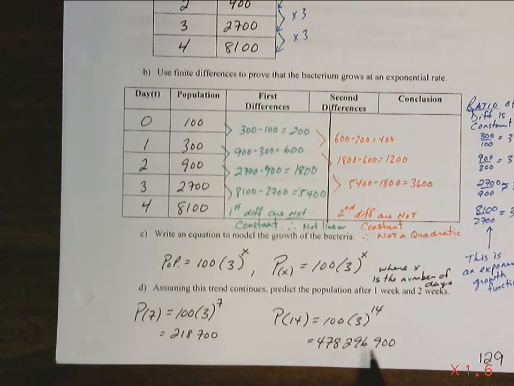So look at the jump here. In just 7 more days, we've got this many more bacterium compared to that many more. And how did we get it? By tripling this number for another 7 days after we got to this point.